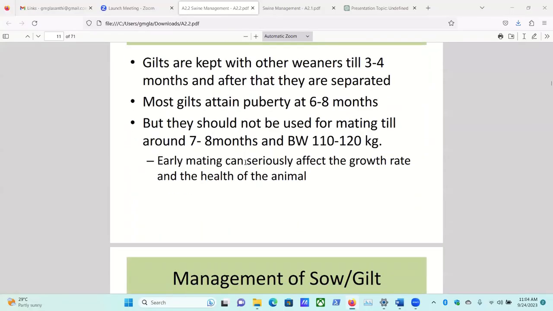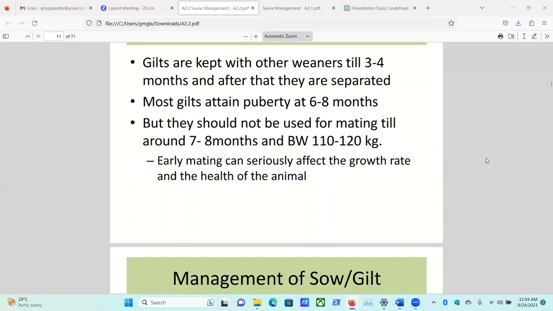So normally gilts are kept with another gilts until 3 to 4 months. After that, they are separated. That means in the group house with both male and female, we can keep them. After 3 to 4 months of their age, we can separate them.